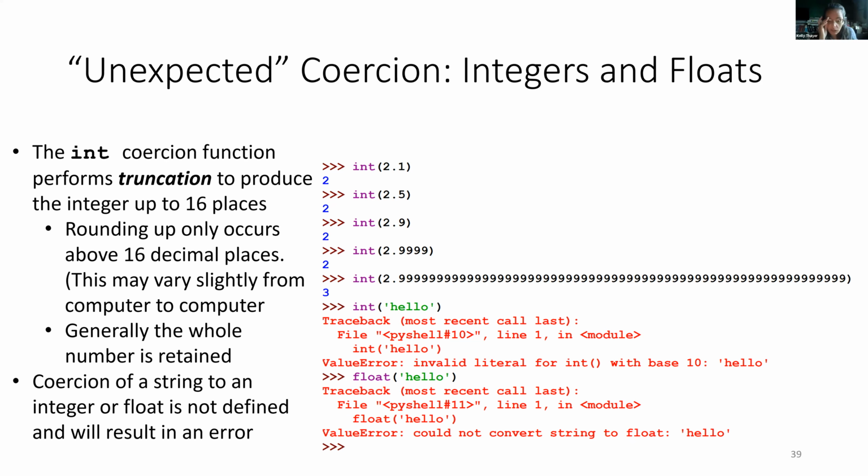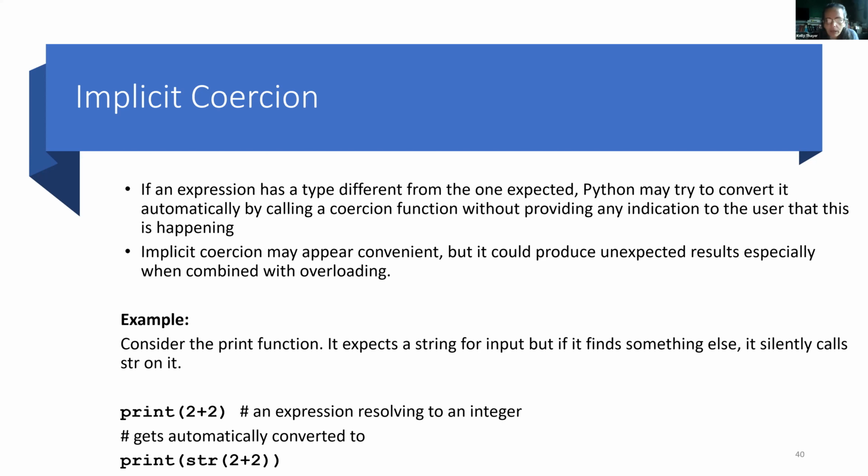There's also the thing about implicit coercion, which I alluded to a moment ago. If an expression has a type different from one expected, Python may try to convert it automatically by calling a coercion function for you without providing any indication to the user that this is what's happening. It's just kind of sneakily doing this behind the scenes, trying to be helpful. Well, isn't that nice? Well, sometimes. Implicit coercion may appear convenient, which sometimes it is, but it could produce unexpected results, especially when combined with overloading, because it may coerce some things and then they may be defined to behave in a certain way due to overloading, and you never know quite what will happen next.